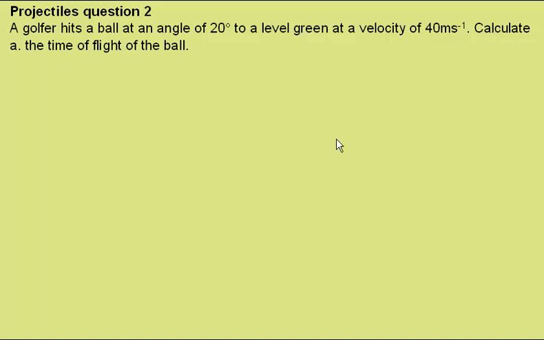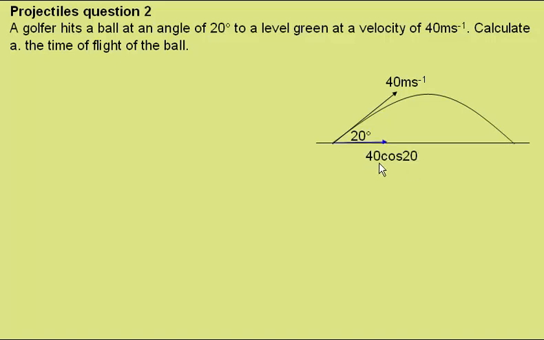Well, first it would be useful to have a simple diagram. So here we have our 40 meters per second velocity at an angle of 20 degrees to the level green, and we can add an approximate path of the ball. The horizontal component of velocity will be 40 cos 20, as we're resolving across the angle of 20 degrees. The vertical component will be 40 sin 20, as we're resolving away from the angle of 20 degrees.